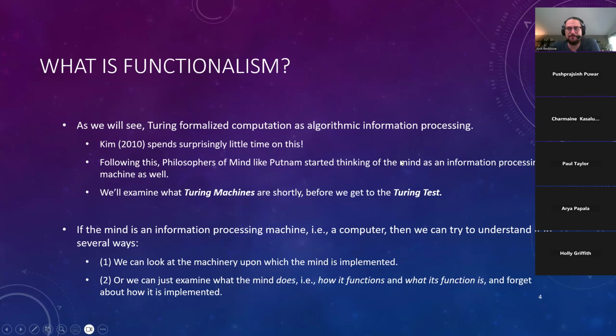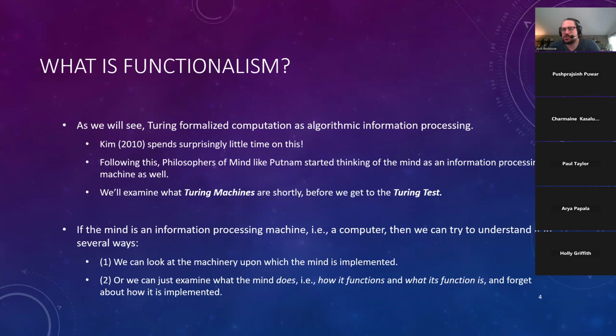Putnam picks this up and basically creates machine functionalism by proposing that, in the same way that Turing machines are what computers are, we are a kind of Turing machine. The mind is a kind of Turing machine, a probabilistic Turing machine to be specific.